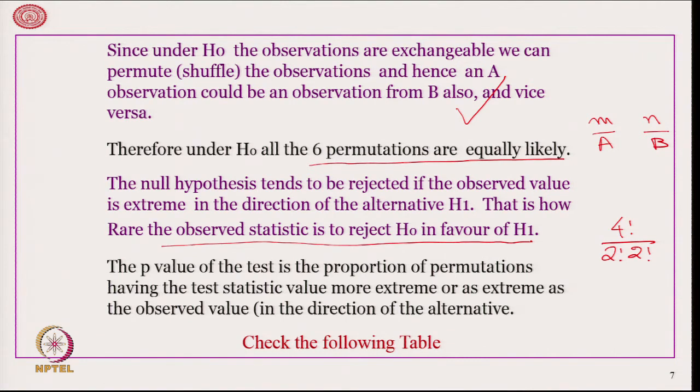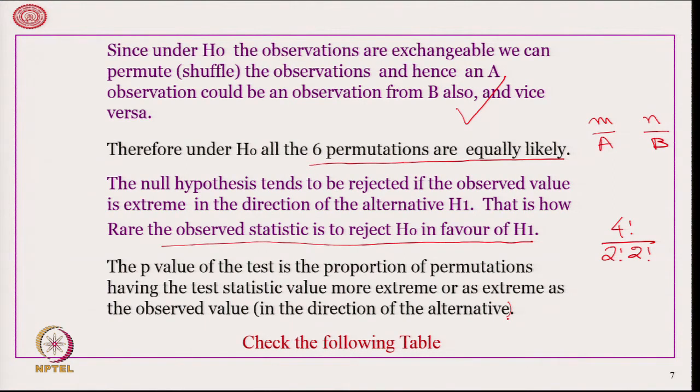That is the normal thing we do. We look at how rare it is, what is the probability of getting this value. If that is too small, then we are going to reject the null hypothesis. We will assume that actually mu A is giving lower performance in terms of grade improvement in comparison with the curriculum B. The p value of the test is the proportion of permutations having the test statistic value more extreme or as extreme as the observed value in the direction of the alternative.